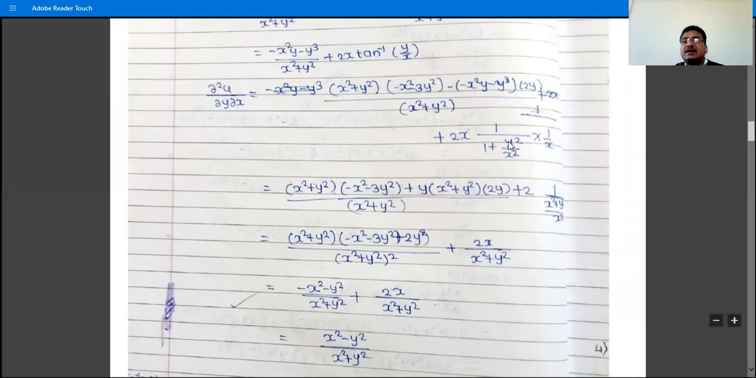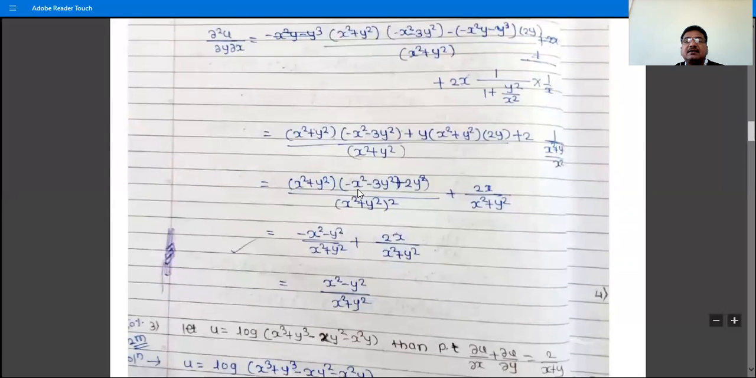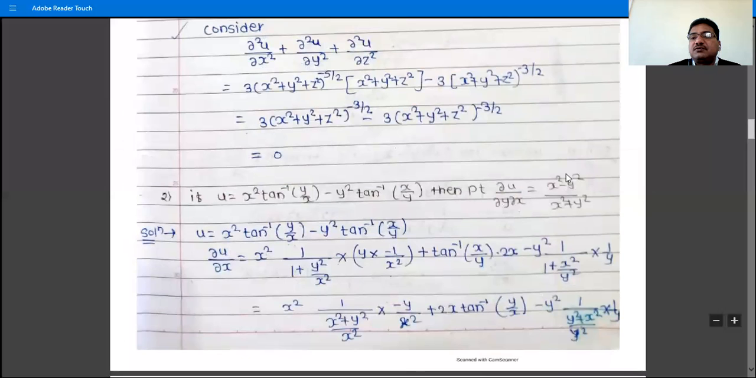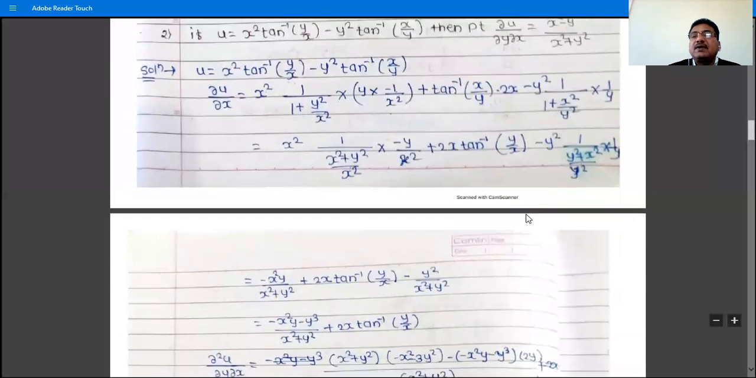The LCM is x square plus y square, so x square goes at the numerator, so right here 2x square. Then take x square plus y square as common factor, and one factor of x square plus y square gets cancelled. So we have x square plus y square at the denominator, and this is the term minus x square minus y square, and this is 2 plus 2x square, and then 2x square minus x square becomes x square minus y square. So this is the answer of this ∂u/∂y ∂x.